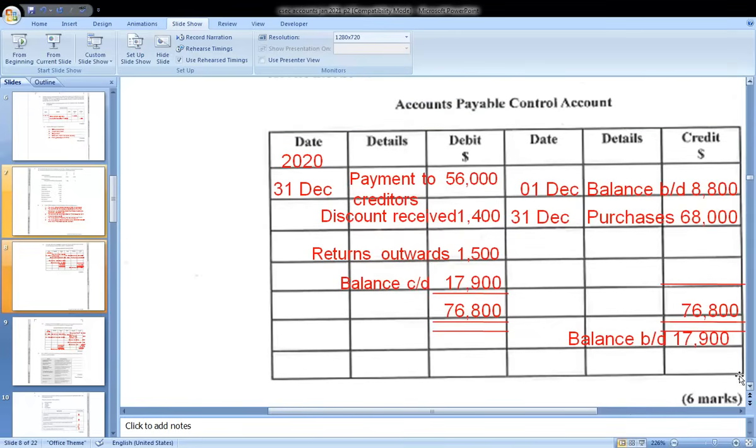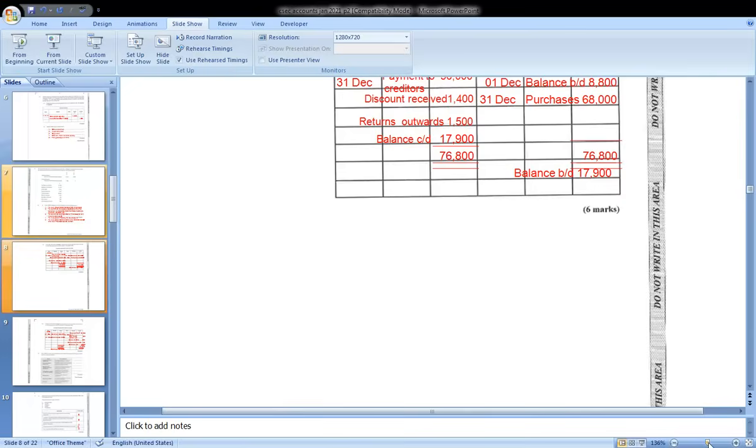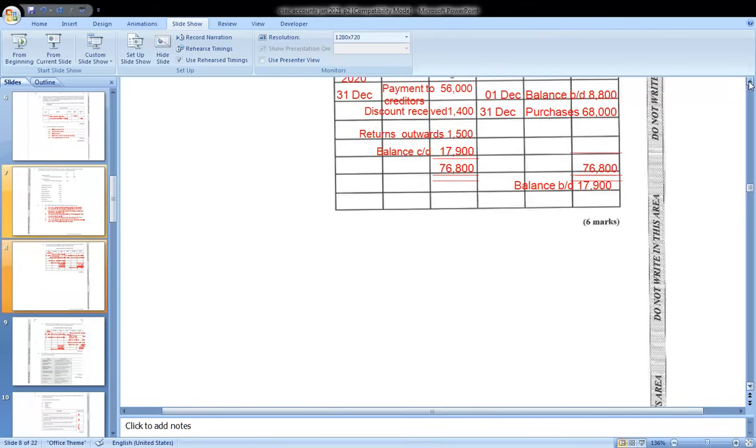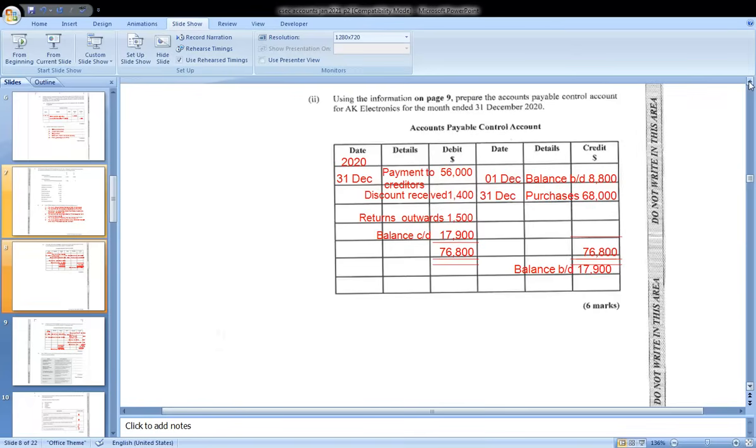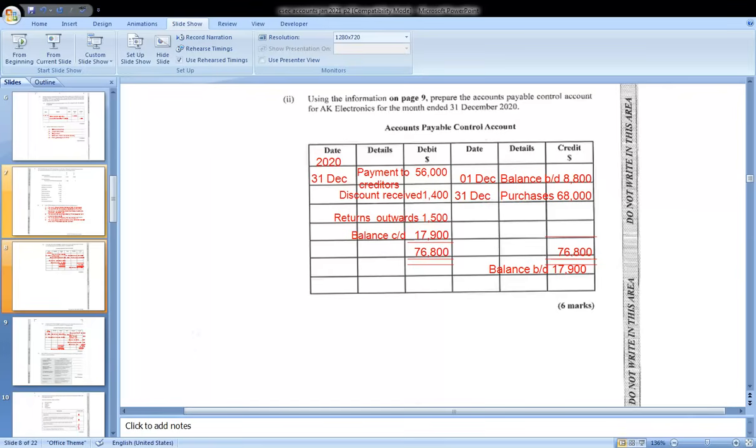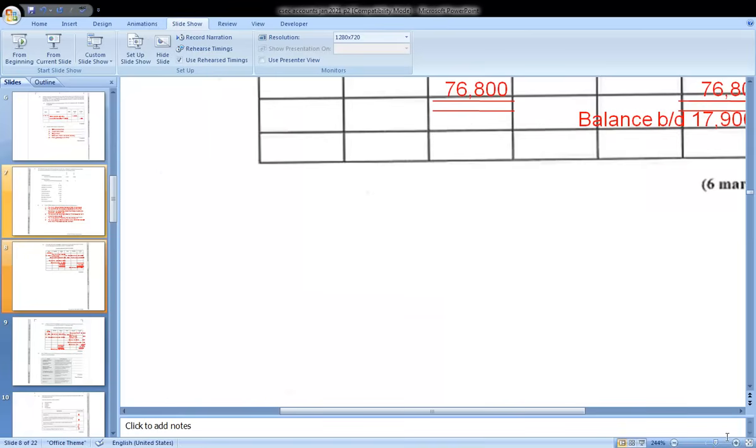So here we have it. Let's see what they say we are required to do here. The second part says, using the information on page 9, which we just came from, prepare the accounts payable control account for AK Electronics for the month ended 31st of December 2020. So this is what it should look like.